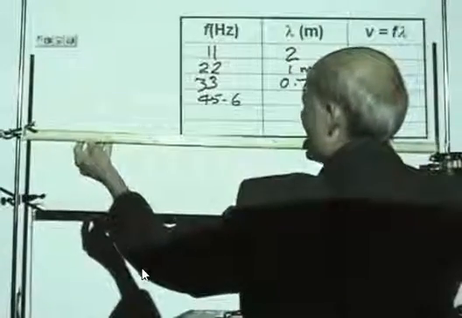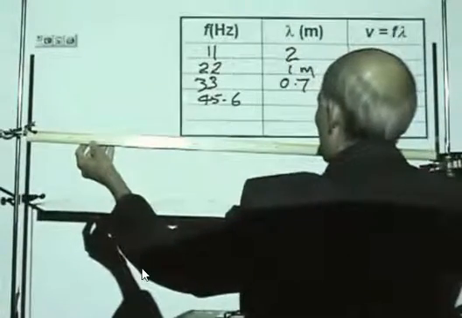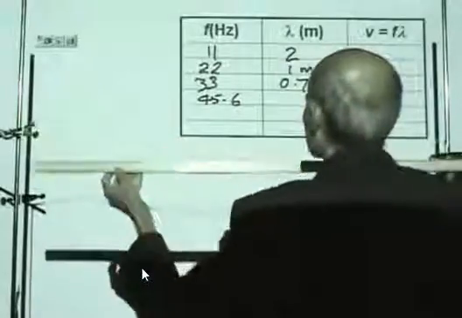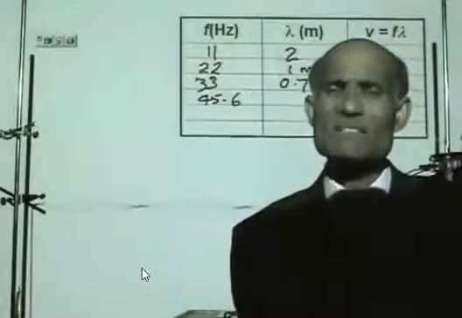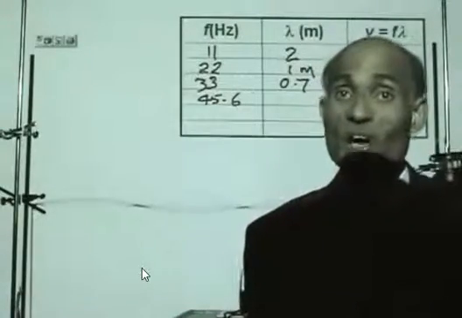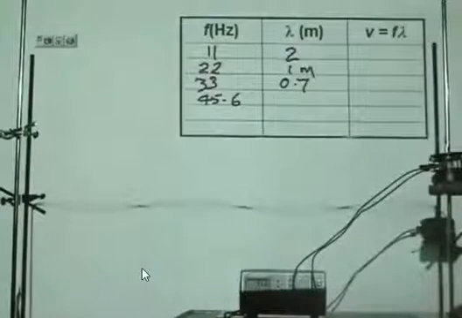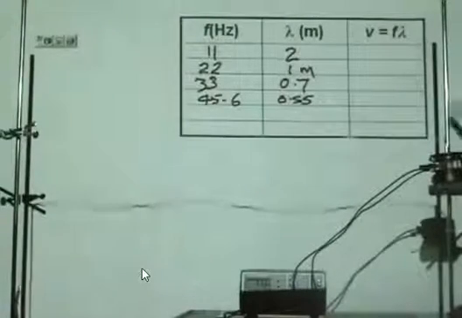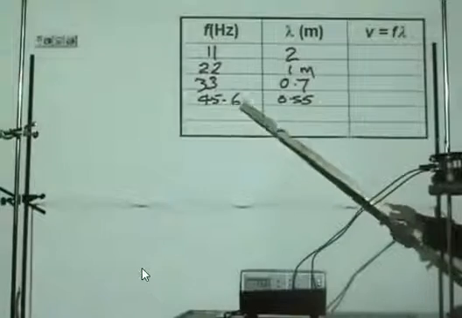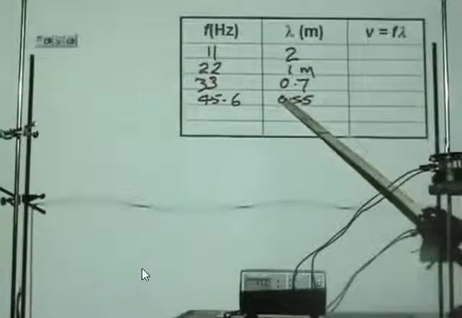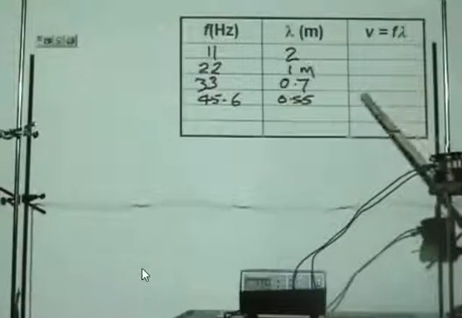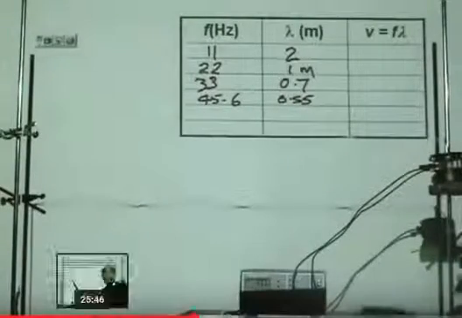Now, I get that distance exactly 55 centimeter. 55 centimeter is how many meters? 0.55. So this time the wavelength is 0.55 meter. So I have the frequency 45.6 hertz. The wavelength is 0. Remember that's not 6. 0.55 meter. Calculate the wave speed.